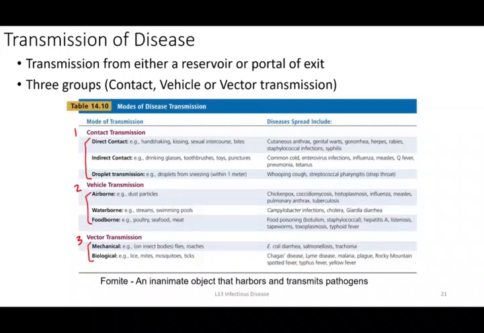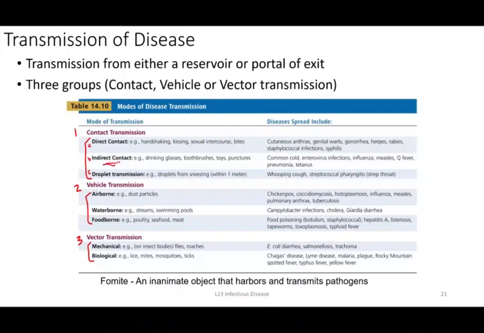So contact transmission has three subgroups to it. I'll put an A, a B, and a C. Direct contact is pretty self-explanatory. These are direct physical interactions between individuals that can lead to the transmission of different microorganisms. And so this is obviously one person contacting another.